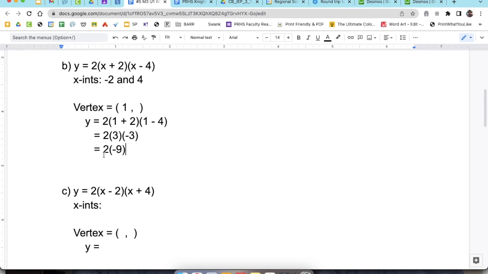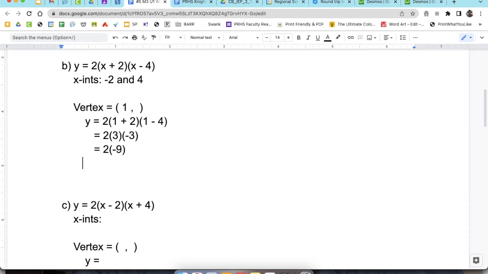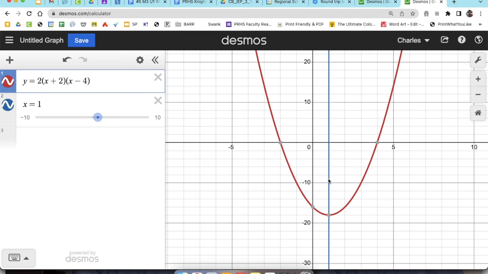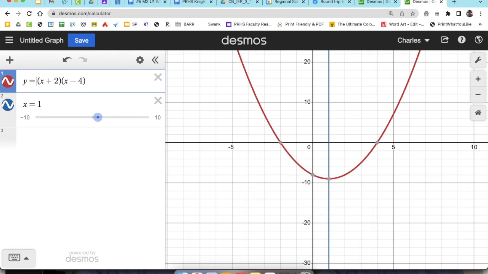Now, if this 2 wasn't here, the y component of the vertex would be -9. But of course, with it there, it changes it a little bit, and that comes out to be -18, giving me a vertex of -18. See, what happened here on the graph is that when I put this 2 out in front, it changed where the vertex goes.